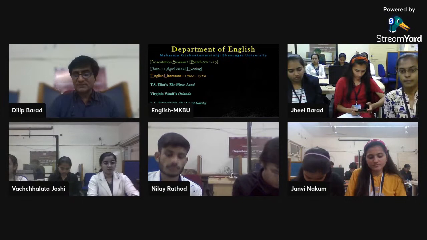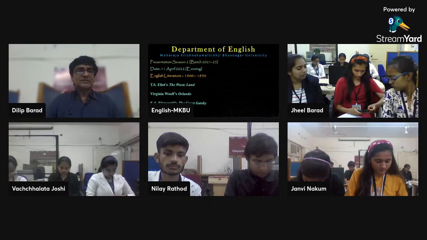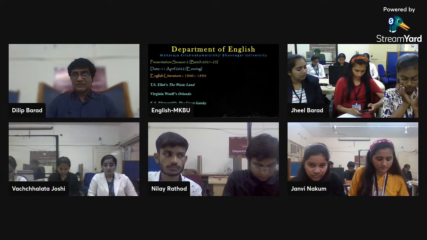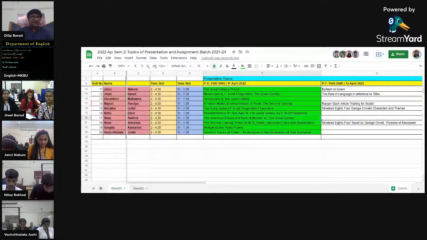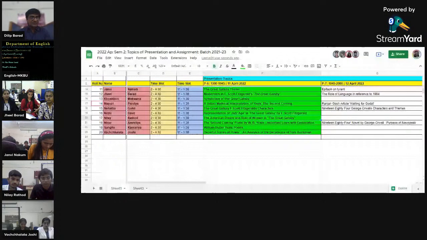And in this slot, we will have presentations from, let me display the names of the students who are going to make presentations here. So we have Janvi going to read a presentation on the Great Gatsby's themes, Jheel Barad on modernism in F. Scott Fitzgerald's The Great Gatsby, Khushboo Makwana on symbolism in The Great Gatsby. Mayuri Pandya will read on an Indian mythical interpretation. You need to check out your title that you have given there. Yes, Mayuri, an Indian mythical interpretation of Yeats's The Second Coming.